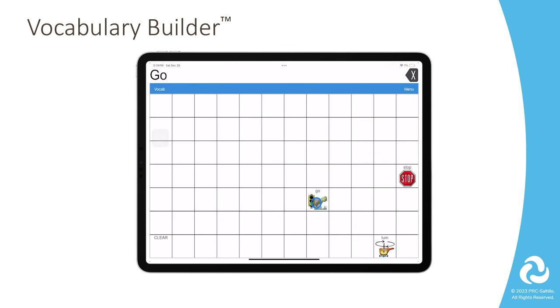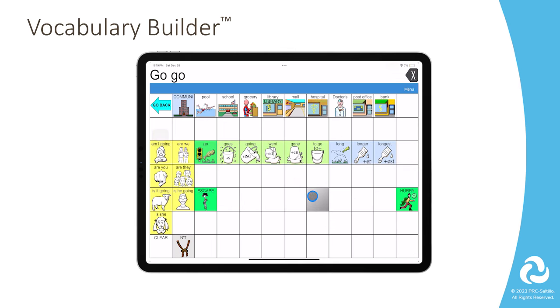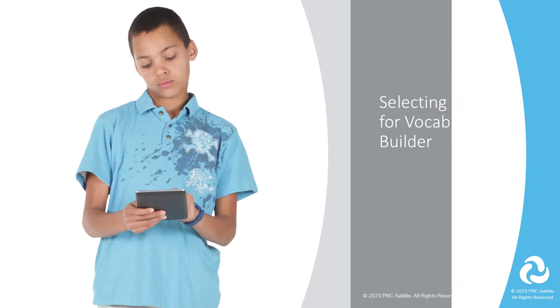You'll see the screen has been simplified as only the words you've selected are showing, making it so much easier to teach these words. However, the motor plans for these words remain the same as they will be when more vocabulary is visible. Go back into the menu to turn off Vocabulary Builder, and all words will be available again.